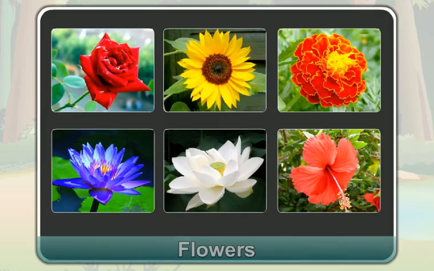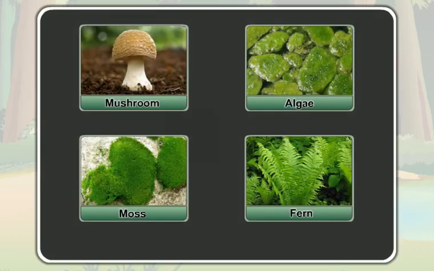You all like flowers, don't you? The flower is the most attractive part of a plant. It makes the plant beautiful. But all the plants do not have flowers on them. The plants which have flowers on them are called flowering plants.